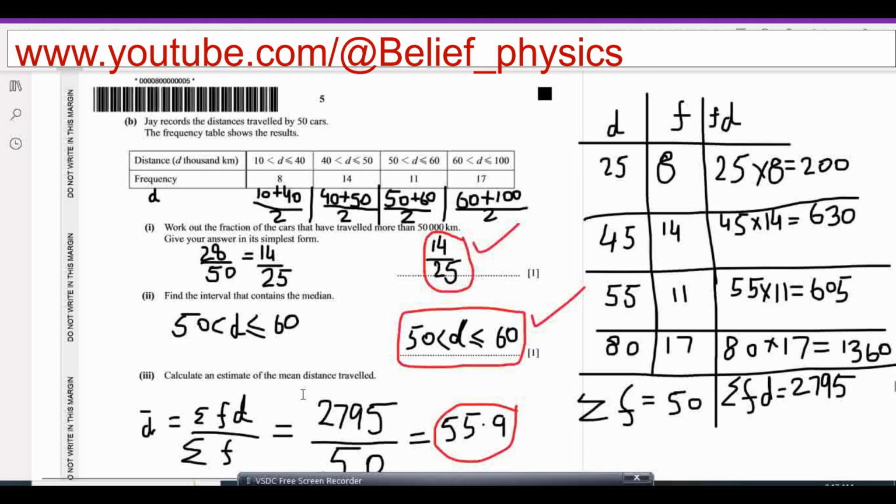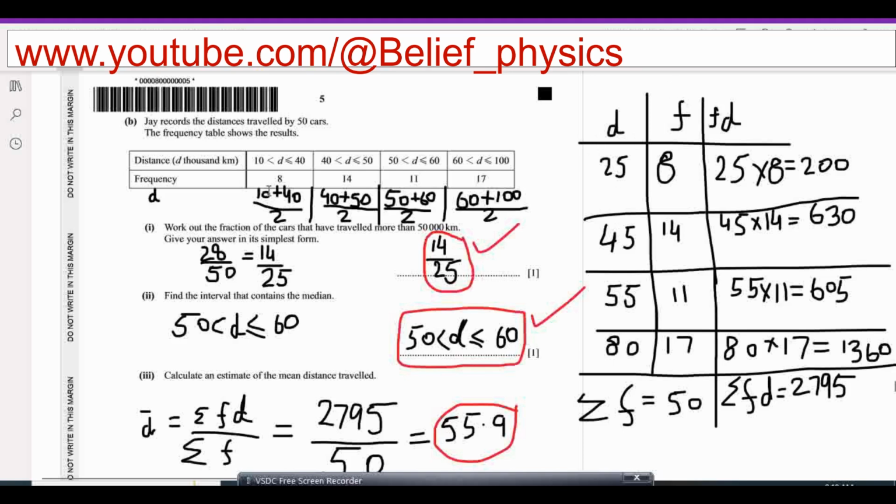The mean of the grouped data is summation fx, or summation fd if you represent it as D, over summation f. So how can you find D? D is the middle value of each interval. So 10 plus 40 over 2 is 25. 40 plus 50 over 2 is 45. 50 plus 60 over 2 is 55. 60 plus 100 over 2 is equal to 80. So D for each interval is the middle value.